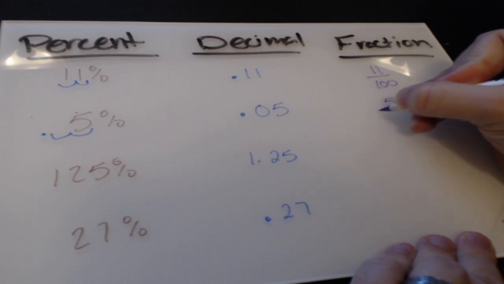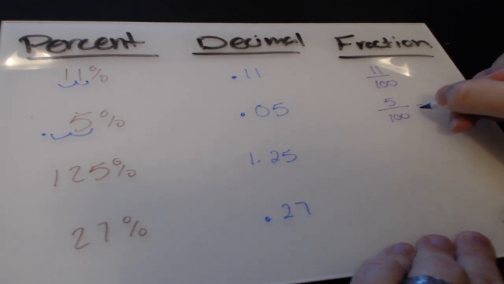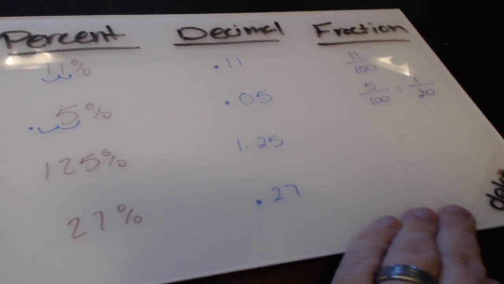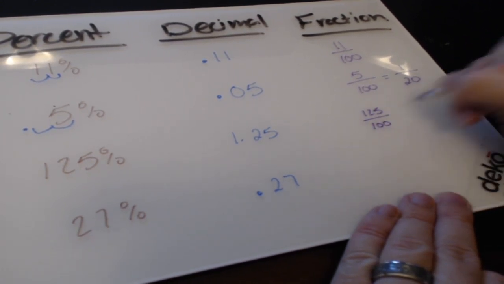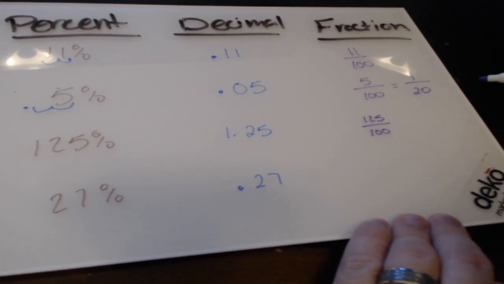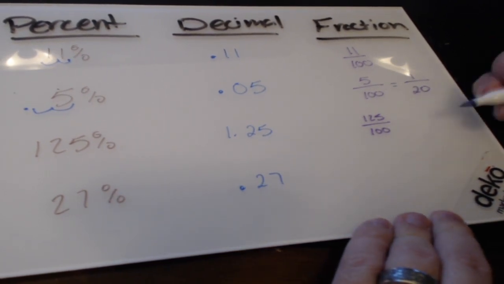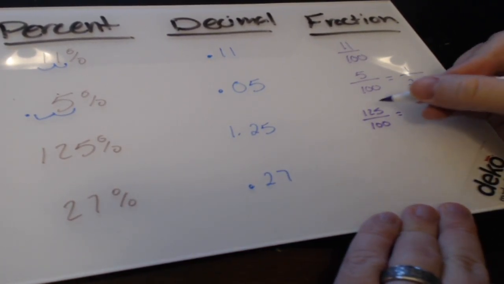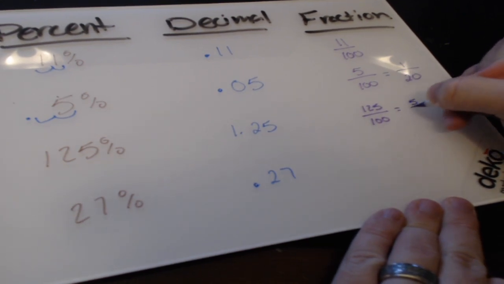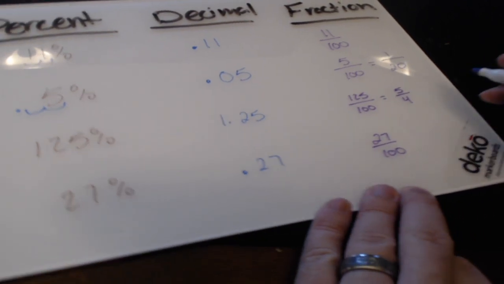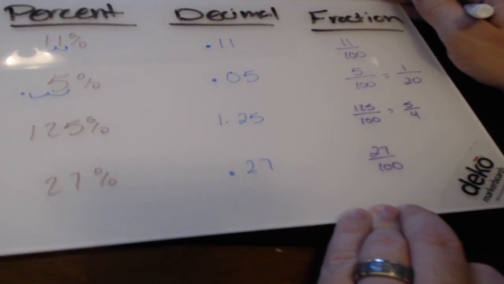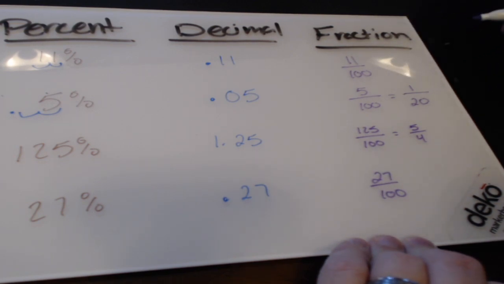You have 5 over 100, which you can reduce if you like. 5 divided by 5 is 1. 100 divided by 5 is hopefully 20. And then you have 125 over 100. I'm not too concerned about having a mixed number, so I'll just leave it as a fraction. Each of these has 25 that can go into it, so we get 5/4. And then last but not least, we get 27 over 100. So this gives us our movement between percent to decimal to fraction.